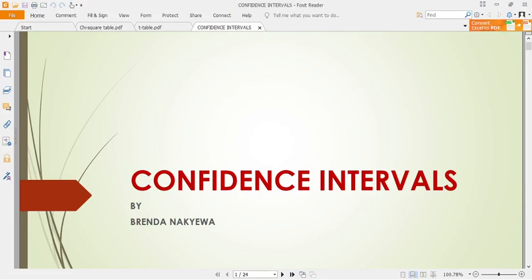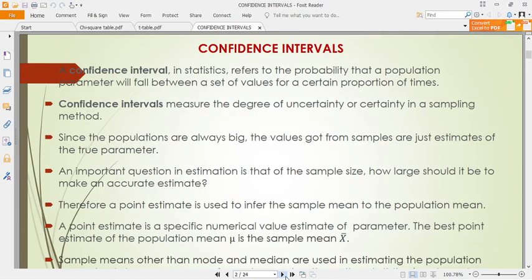Hello, you're welcome to another session, and this time we are going to look at confidence intervals. Here we look at the probability of a parameter falling between a set of values. For example, from the word interval, it means we have boundaries. We have two boundaries. So we look at the probability that a given parameter will fall within a given set of values. So confidence intervals measure the degree of uncertainty or certainty of any sampling method.